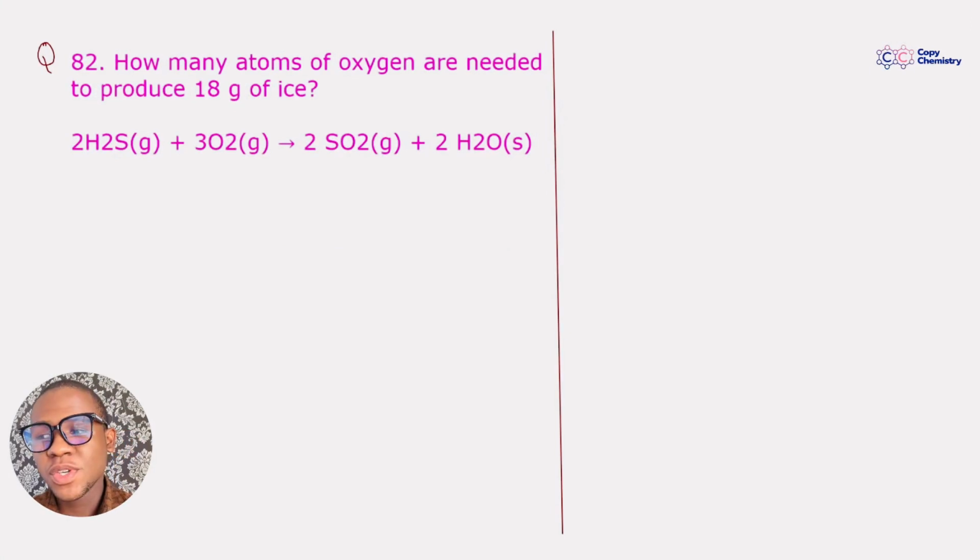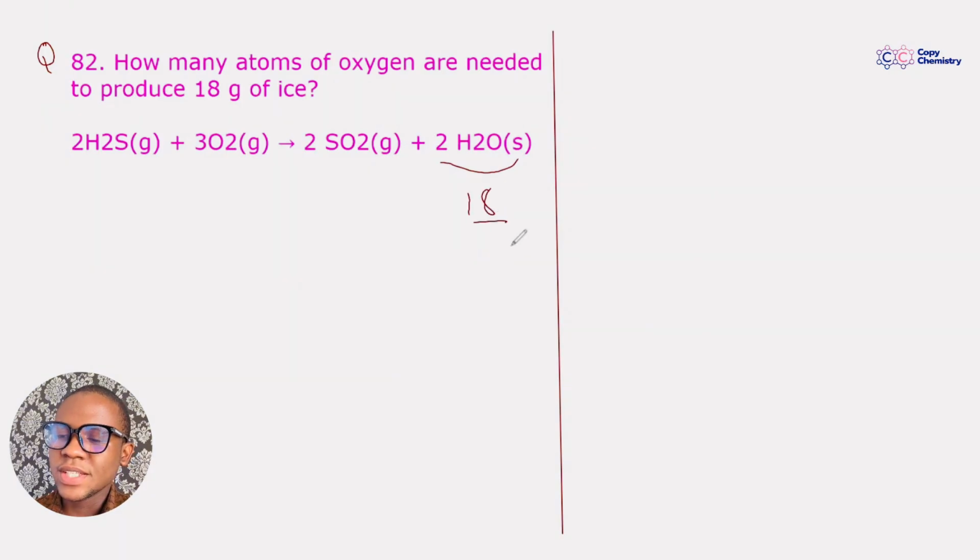All right, here's question 82. How many atoms of oxygen are needed to produce 18 grams of ice? All right, so let's solve this quickly. First off, this is ice, solid water. That is ice. 18 grams, right?